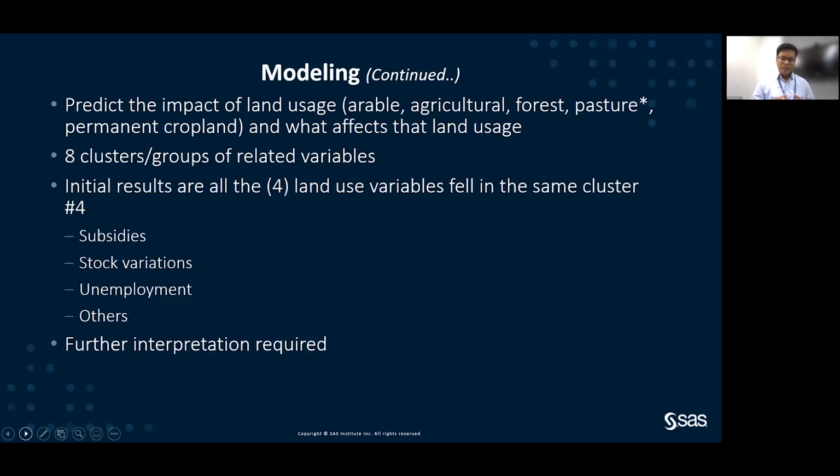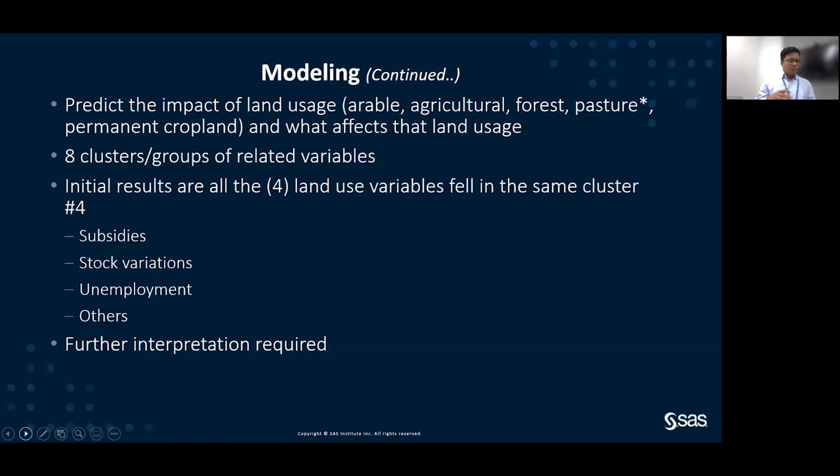Whenever you have subsidies on, let's say, soybean, farmers will be more inclined to grow soybean. So subsidies really influence the optimum land or the choice of land use. The same is true of stock variation, that is, our commodities stock and the pricing variation. If this year there is a higher price for soybean, let's grow soybean. So these decisions are driven by stock variations also.